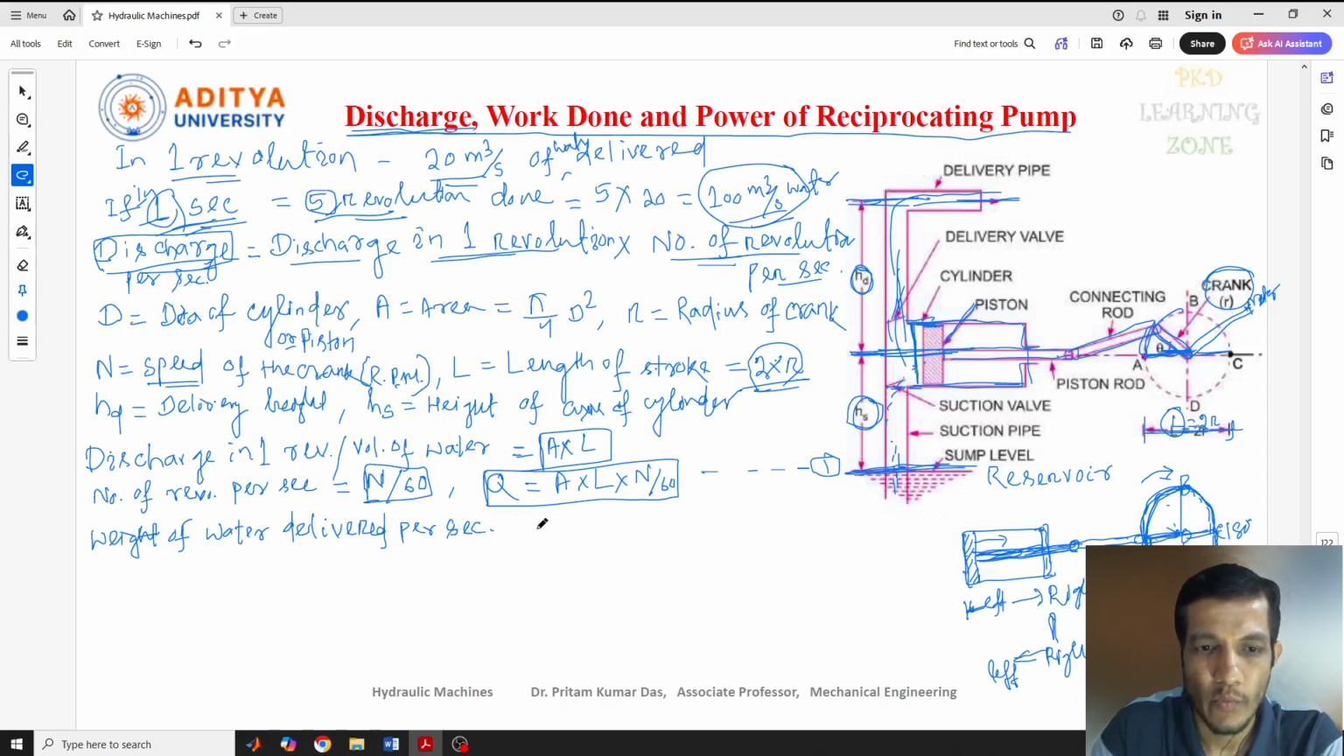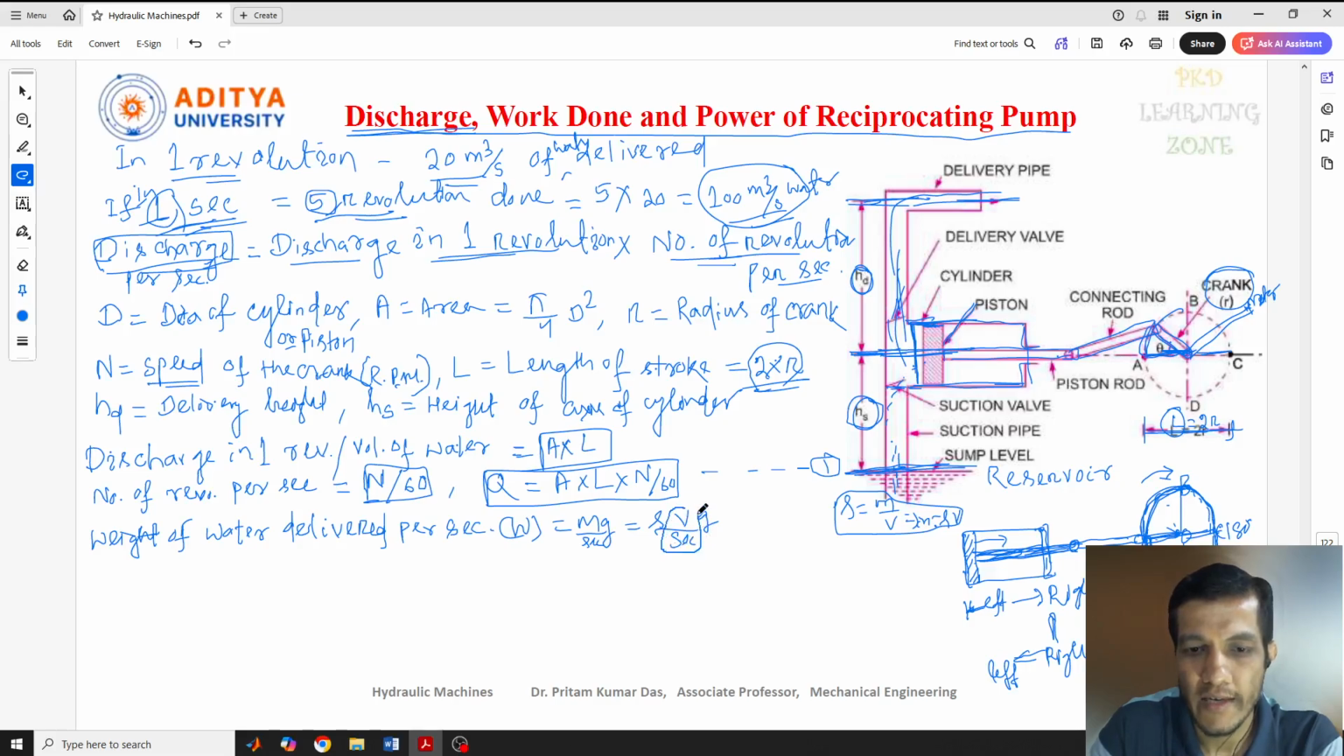So weight W equals M into G. And this M value I can identify from the density. Density equals mass by volume, so we can write M equal to rho into volume. Now I put the same thing here on behalf of M. Per second, so mg per second, suppose. Now here I'll put the value of rho into V into G with respect to time per second.